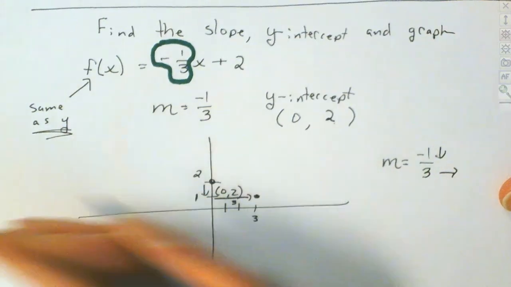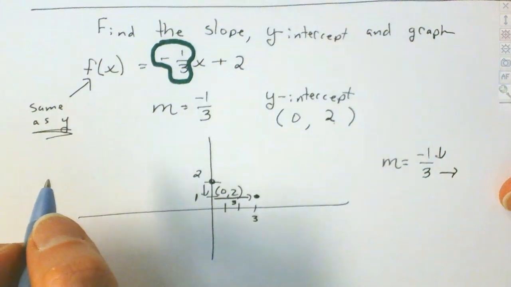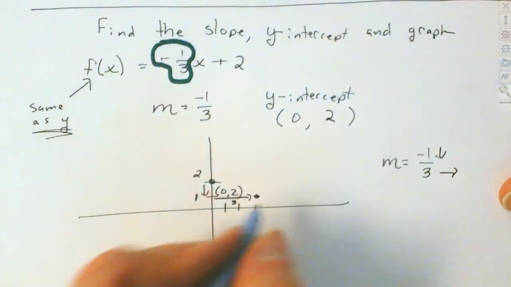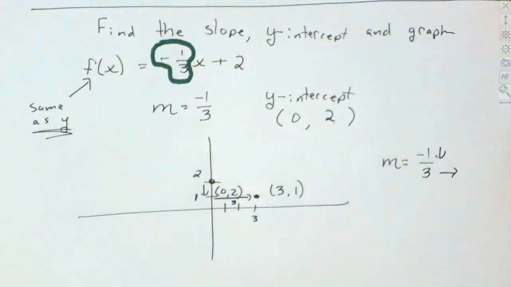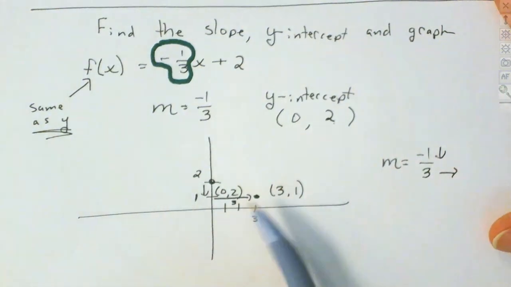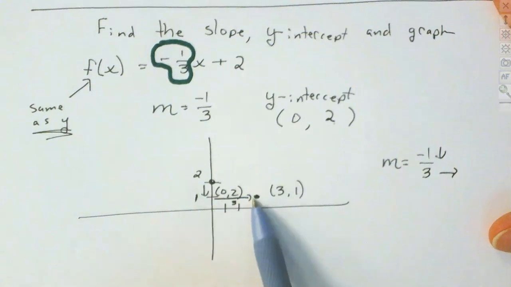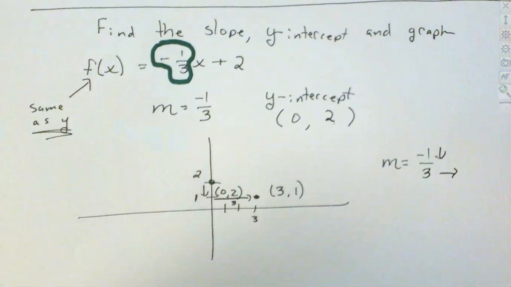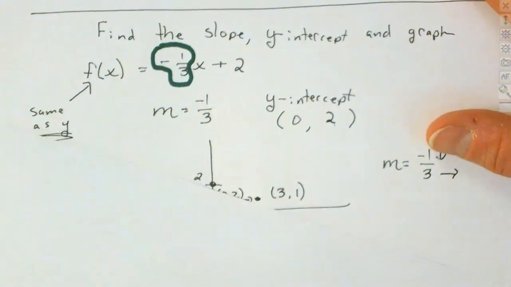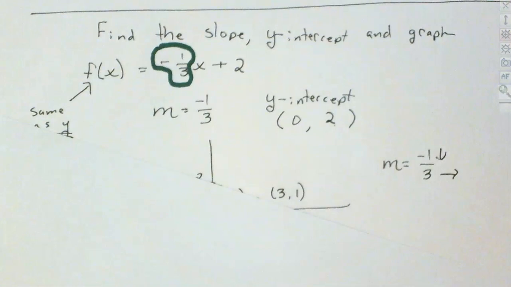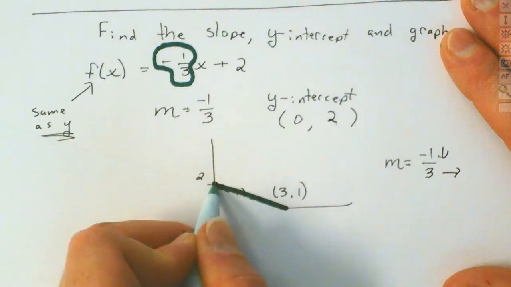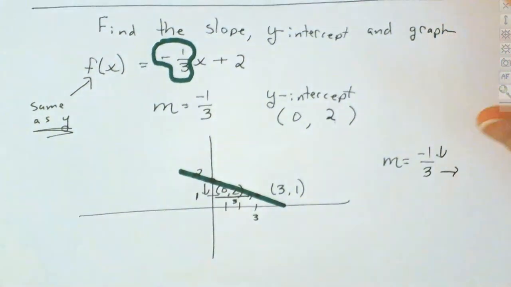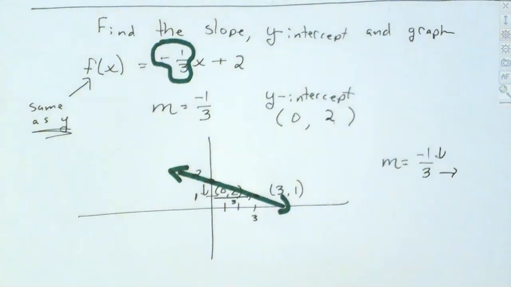So what would my new point be? My new point, if I label it, is going to be at 3 comma what? 1, right? I always like to label it. You don't have to. You can just draw the arrows and put your dot, but I like to label it. So it would be at the point 3, 1. Connect them together, and there is my graph. So that's that.